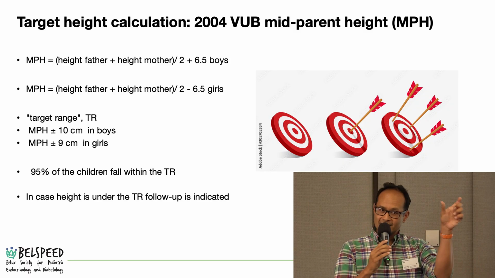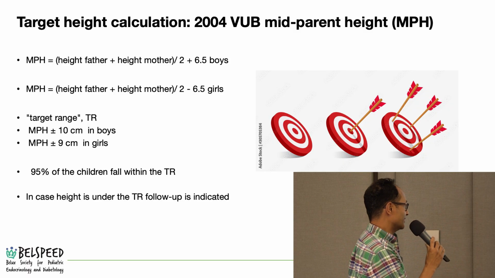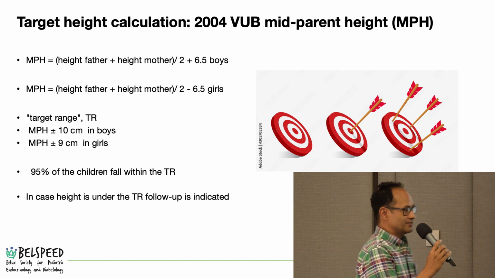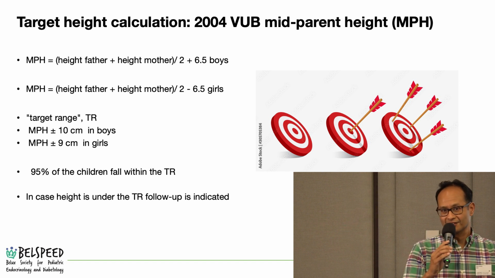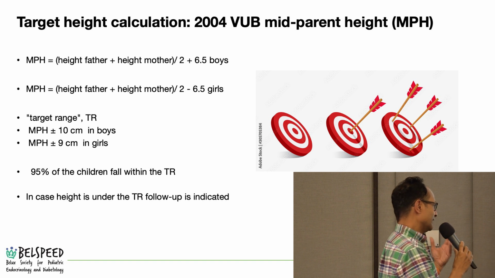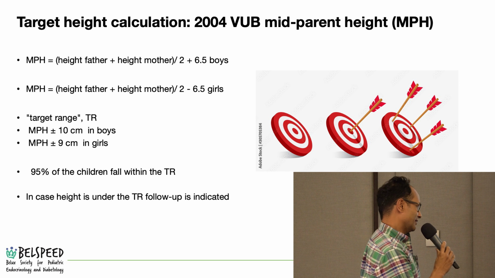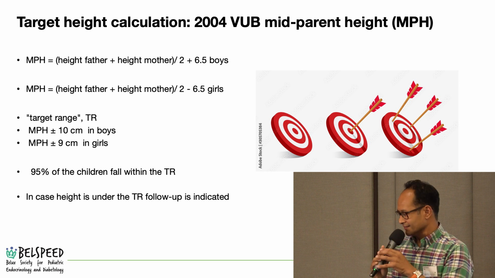And for girls, it's a little bit smaller. It's plus or minus 9 centimeters. And actually, 95% of the children fall within that target height range. So in case your height is under your target height range, there is some follow-up indicated.